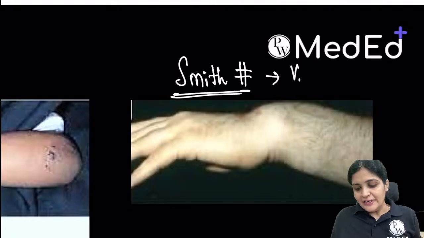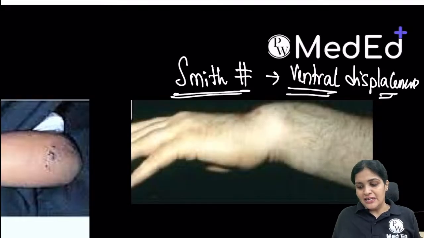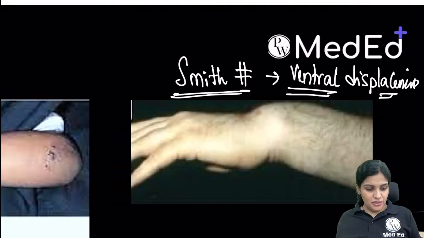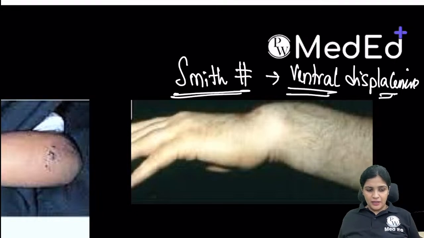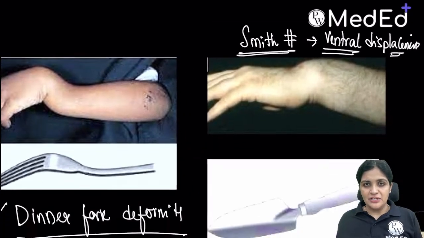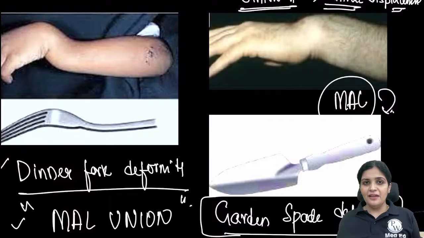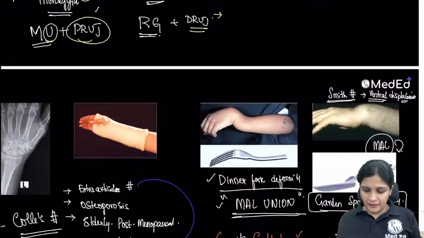So whenever the fracture occurs extraarticular and goes into ventral displacement, that is called your Smith fracture, exactly opposite of Colles fracture. Reverse of Colles fracture, that is Smith's fracture, ventral displacement, and here also it is malunion only, but that will result in what? Your garden spade deformity.